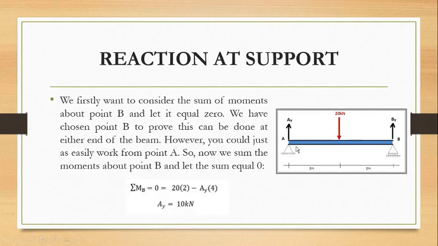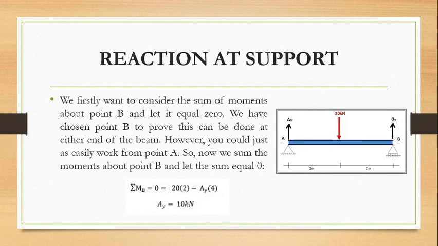So our first step is to consider the sum of moments about point B and let it equal 0. We have just chosen point B here. This can be done at any end of the beam. I personally would like to calculate it from point A, but the given example here has done it from point B, so we are going to take it from point B.